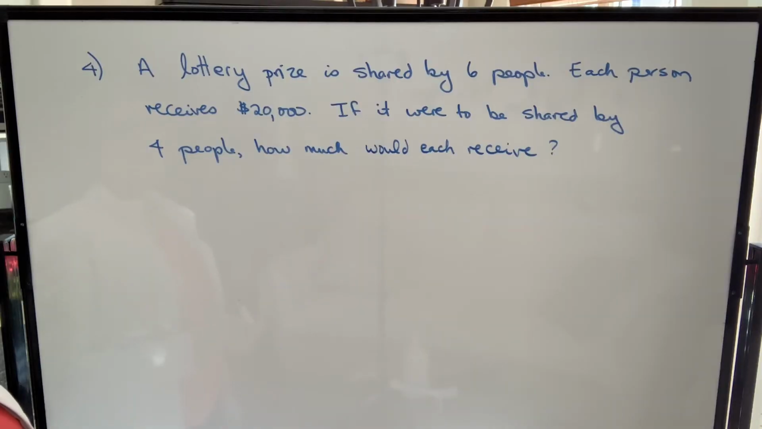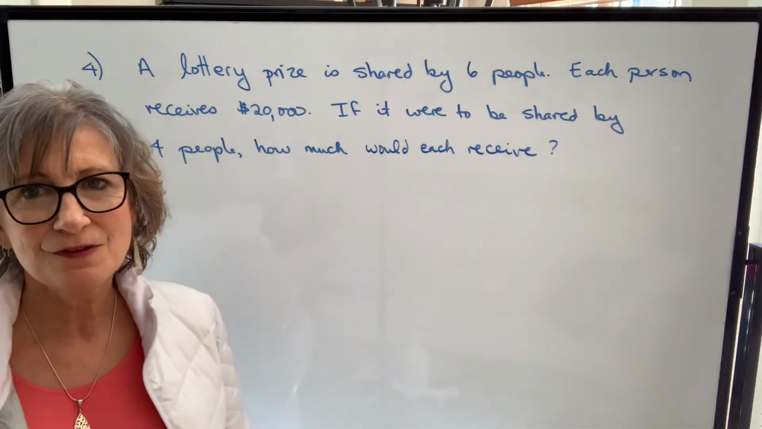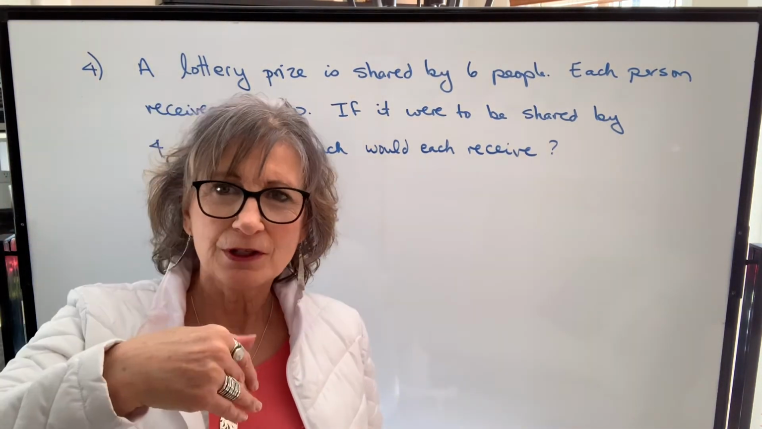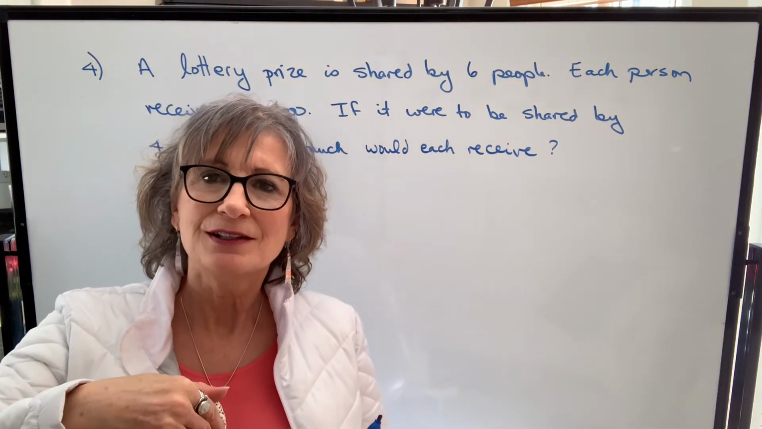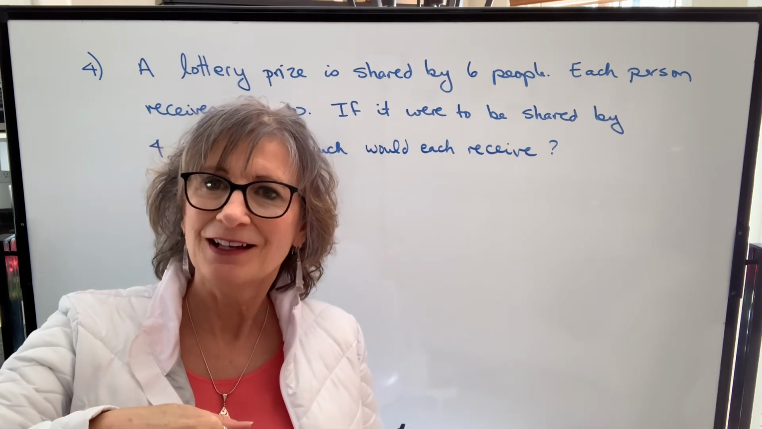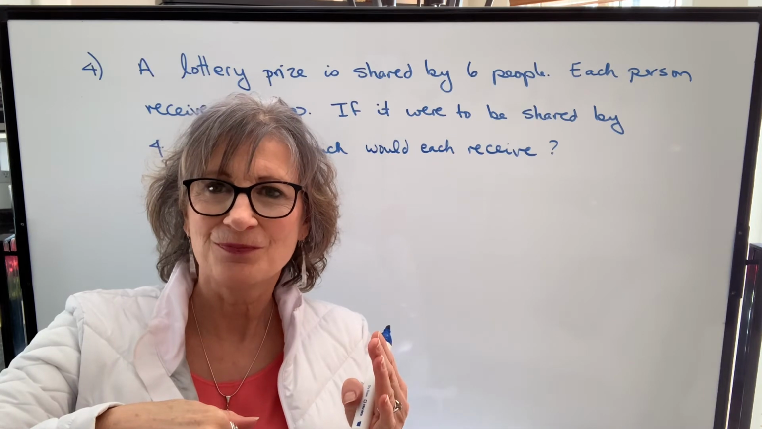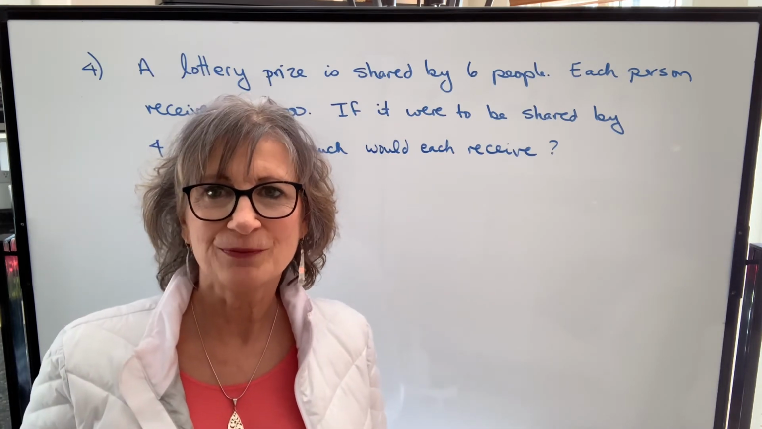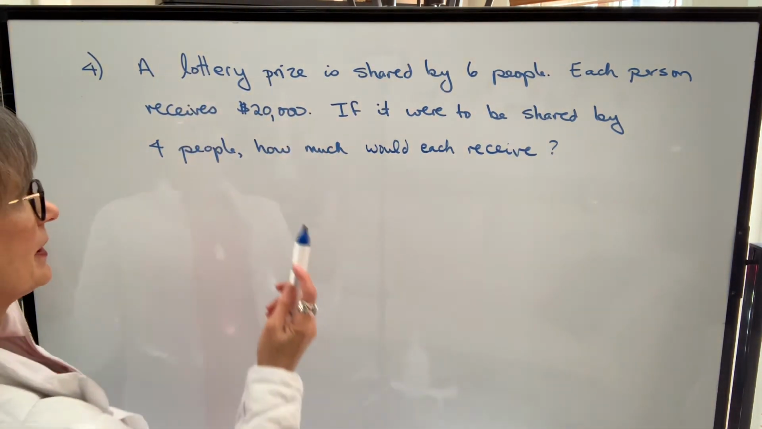In our last example, it says the lottery prize is shared by 6 people. Each person receives $20,000. If it were to be shared by 4 people, how much would each receive? So you ask yourself the question, if there's fewer people sharing that prize, will each person get more or less money? The answer is they're going to get more. So it's an inverse proportion. We set it up as a product.